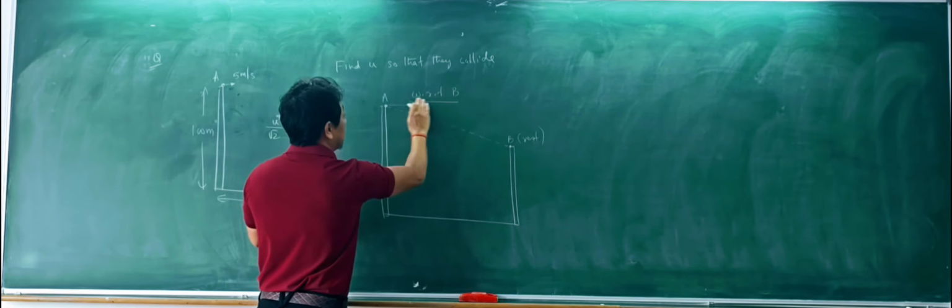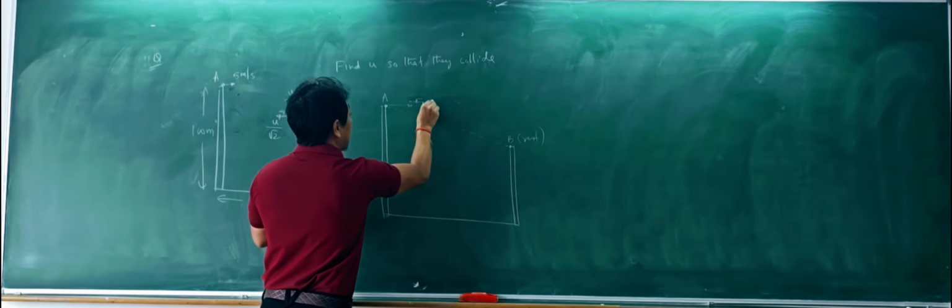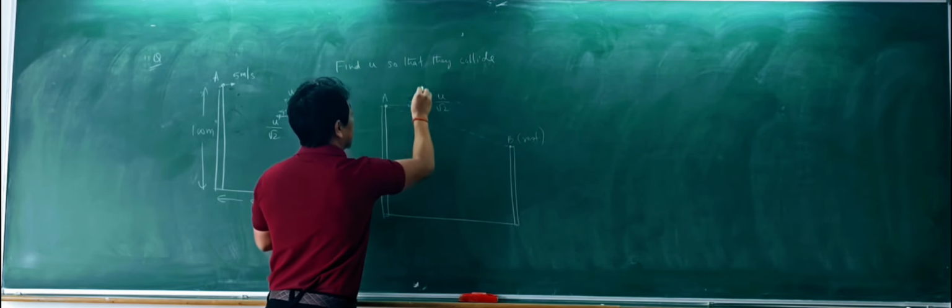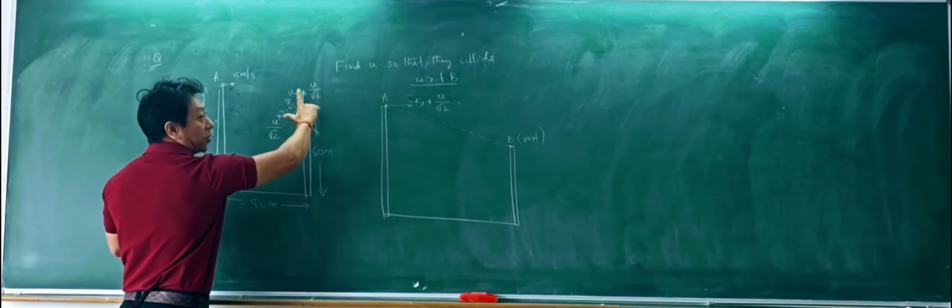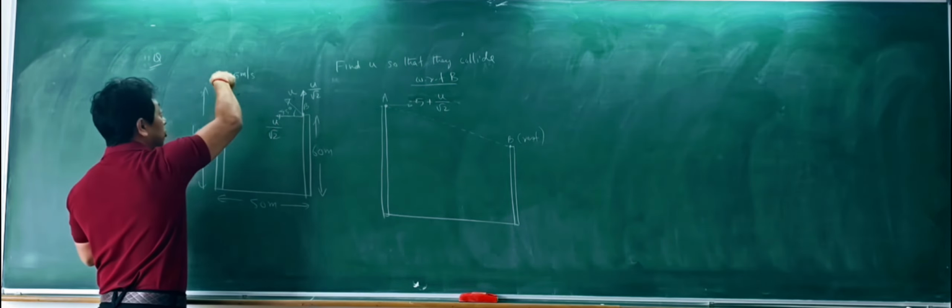Same. So what is the velocity? 5 plus U by root 2. This is with respect to B. What will be the Y component? You have to reverse these two components. So U by root 2 will be added here.